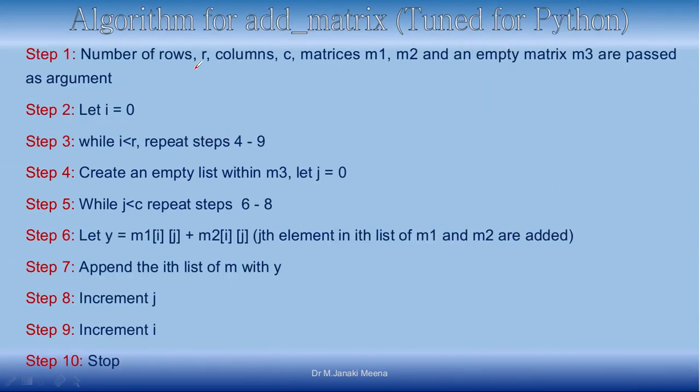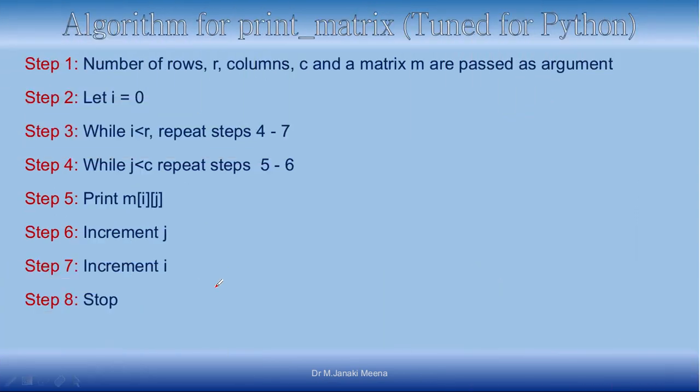And for adding the matrix, the parameters passed will be R, C, the matrices m1, m2 as well as the empty matrix m3. And what we are going to do, we are going to have a loop, okay, which is going to pass through the rows and columns, and then you will find out the addition of the corresponding elements. Okay, so y is equal to, you will take the element from m1 at the ith, jth index, and similarly from m2, we will add it. After adding it, we will put it inside the list of m3. Okay, here 3 is missing, y should be appended to the list m3, and then you increment the values of i and j.